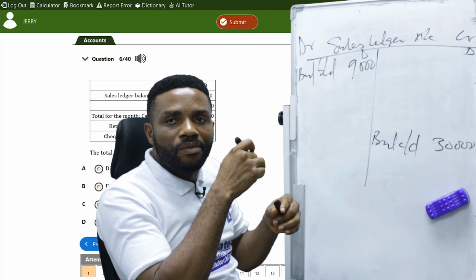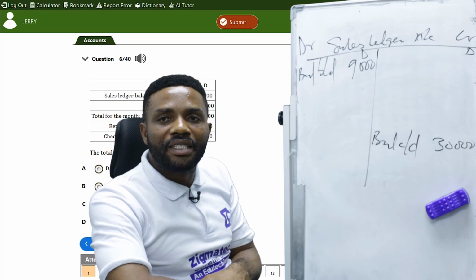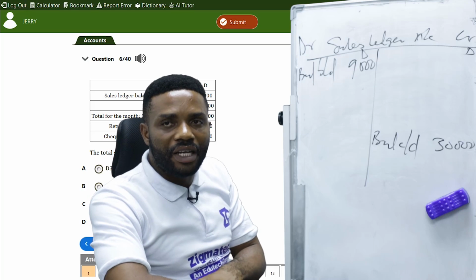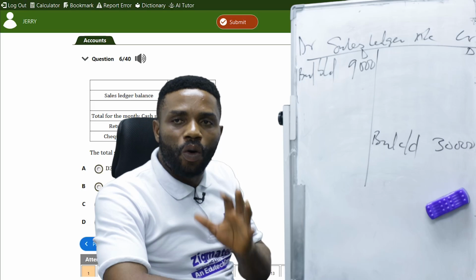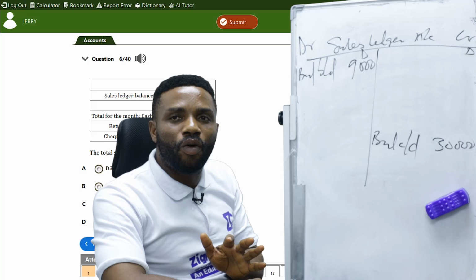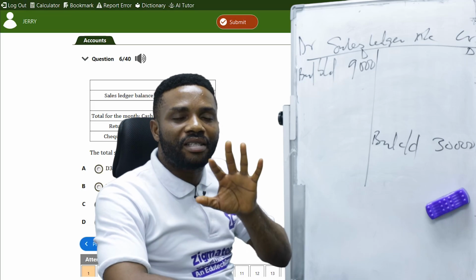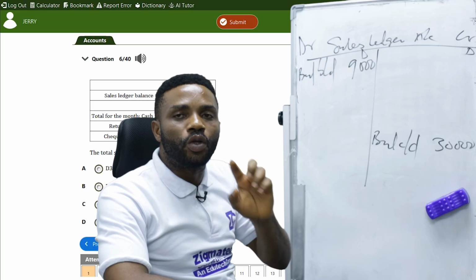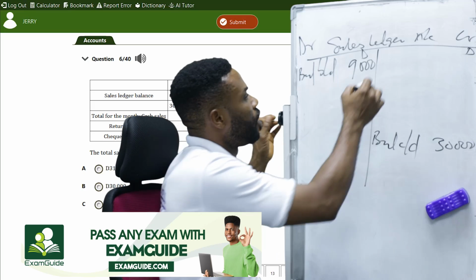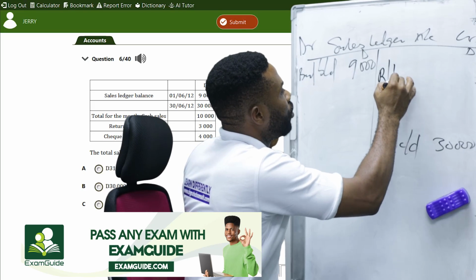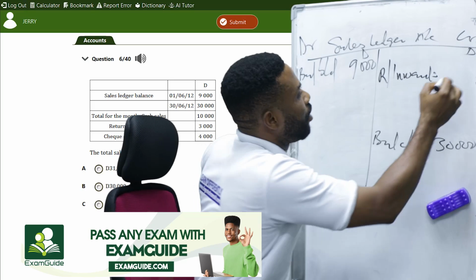Now, total for the month, cash sales. Remember, there is no place for cash sales in sales ledger account. That's one thing students must also understand. The examiner will always bring in cash sales to confuse you. Cash sales will be posted to the cash book. So cash sales is out. We have return inwards, which here is 3,000.